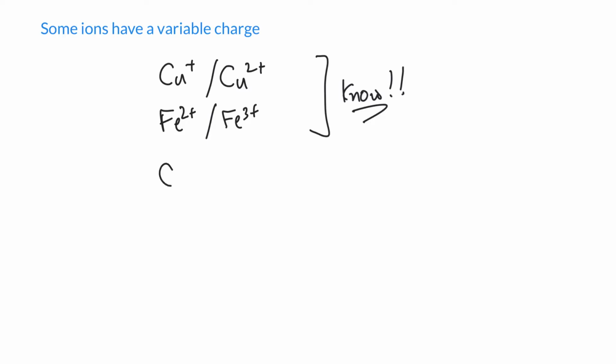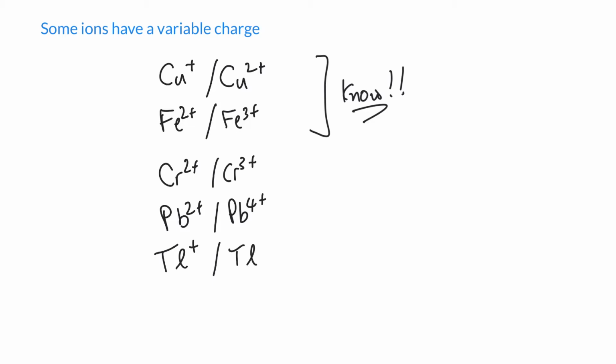So for instance, chromium. Chromium can be 2 positive or 3 positive. Lead can be 2 positive or 4 positive. And thallium, I said earlier, was actually positive 3, but it can also be positive 1. So these are ones that can have more than one charge.